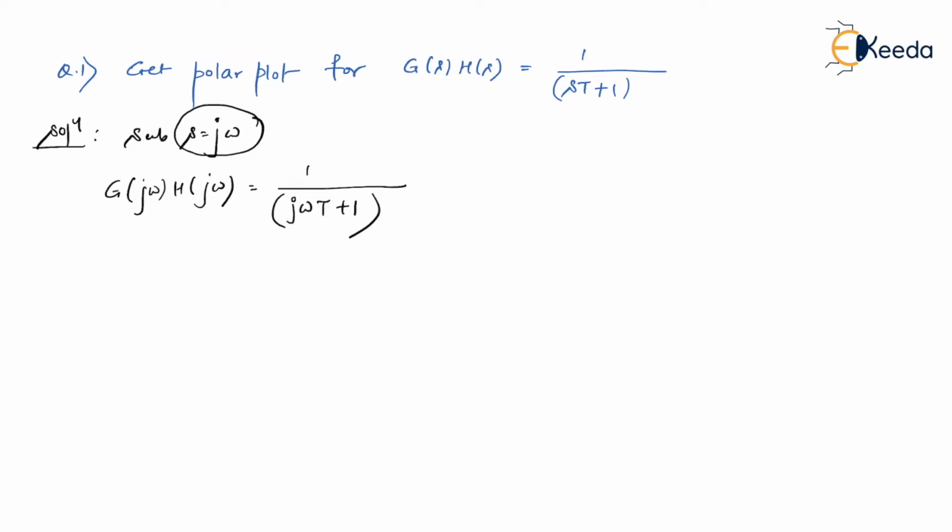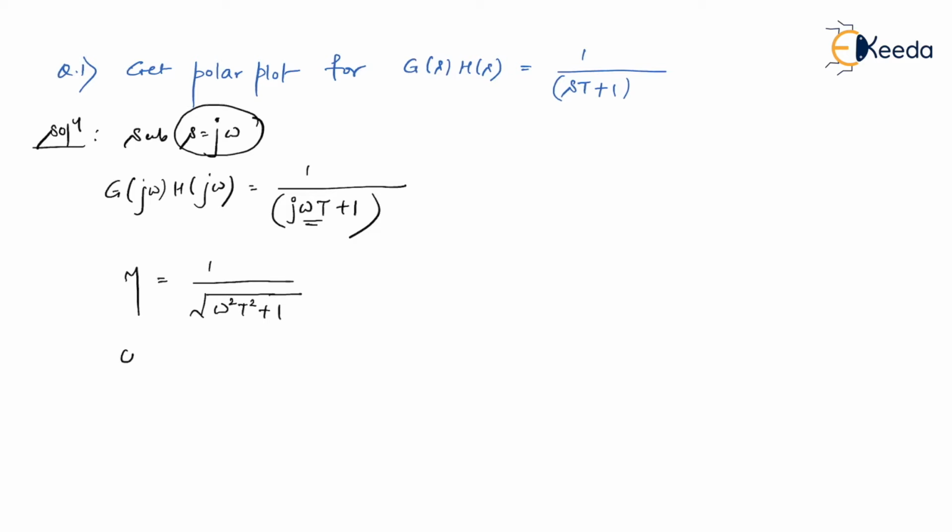As I said, you have to get only two things, that is magnitude and phase. So what will be its magnitude? Very simple. Magnitude of numerator upon magnitude of denominator. We have already learned in the last lecture that magnitude of 1 is 1, and magnitude of denominator will be under root of real part square plus imaginary part square. So what we have, the imaginary part is omega T, so it will be under root of omega square T square plus 1 square, which is 1 itself. So this becomes the magnitude, right?